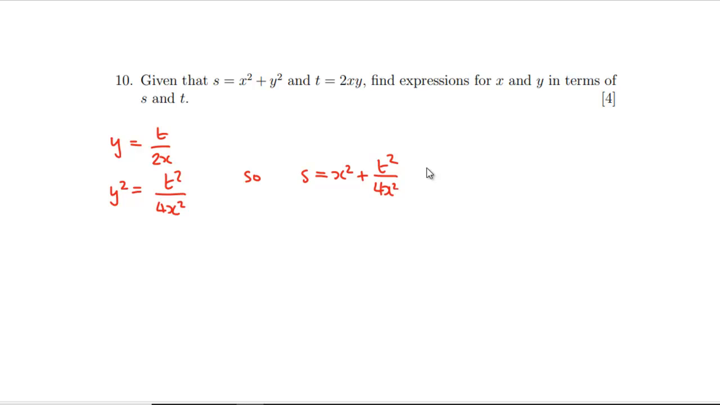Actually, after saying that isn't going to be that bad, that looks horrible. We really need to get that into, I have to get that into x as a subject. Yeah, that's not nice at all. 4s x squared equals 4x to the 4 plus t squared. Yeah, that's horrendous.